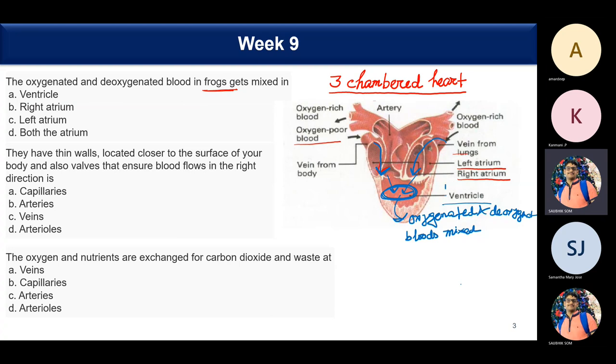The ventricle is the part where the oxygenated blood and deoxygenated blood get mixed, and then they are pumped back through the artery. Still there is some mixing here, because frogs are evolutionarily primitive compared to humans, who have a four-chambered heart. The oxygenated blood falls from the ventricle. They have valves located closer to the surface of the body. Also have valves.